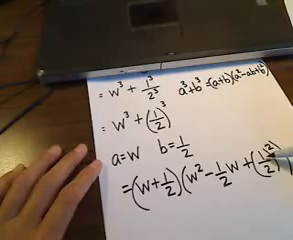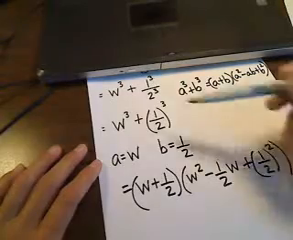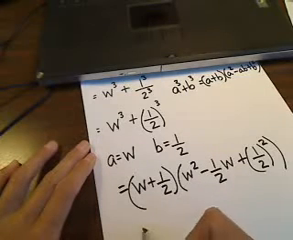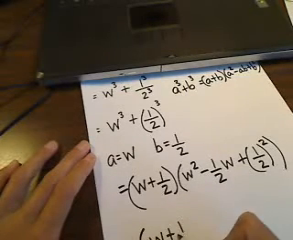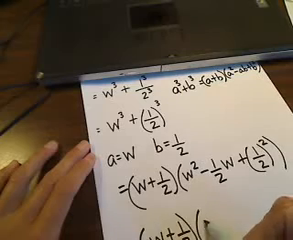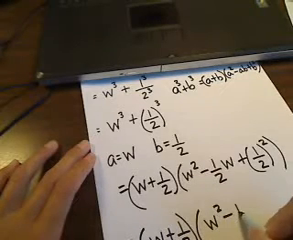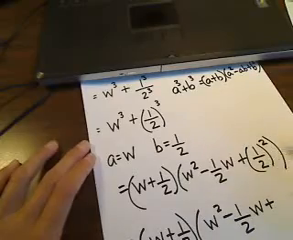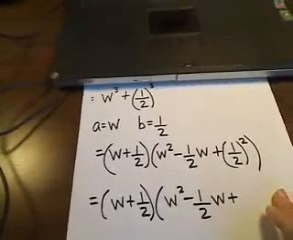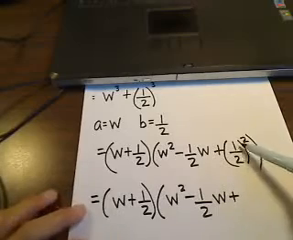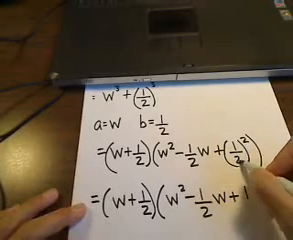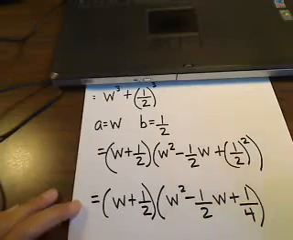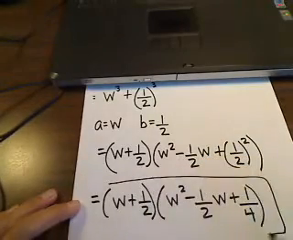Well, on the next line, I'm actually going to square both the top and the bottom. That's using this rule in the way that you learned in chapter 4. So this is going to become w plus 1/2 times w squared minus 1/2 w, and then when I square the top, 1 squared is 1, and 2 squared is 4. So that would be my factorization for that problem.